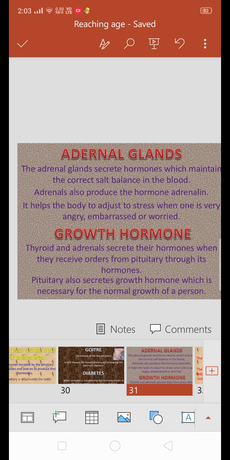The adrenal glands are present above the kidneys. They secrete hormones which maintain the correct salt balance in the blood. Adrenal glands also produce the hormone adrenaline. It helps the body adjust to stress when one is very angry, embarrassed or worried. The thyroid and the adrenal secrete their hormones when they receive the order from the pituitary, because the pituitary is the master gland. Pituitary also secretes the growth hormone which is necessary for the growth of the person.